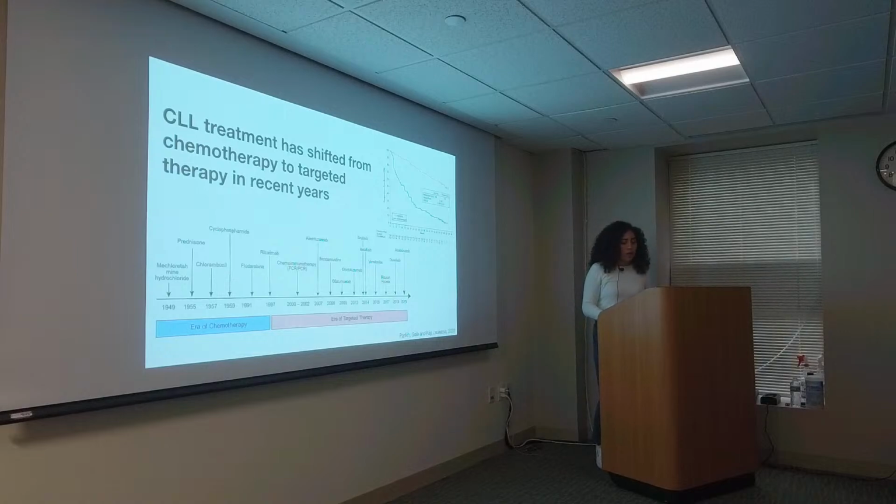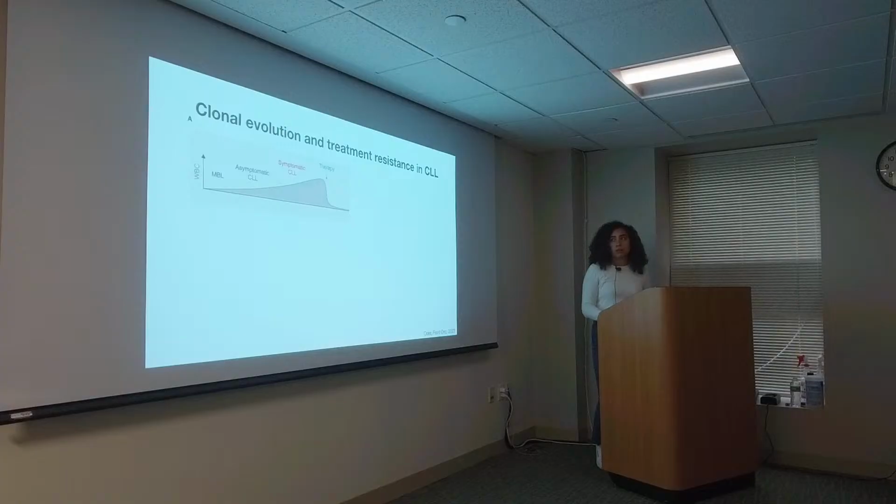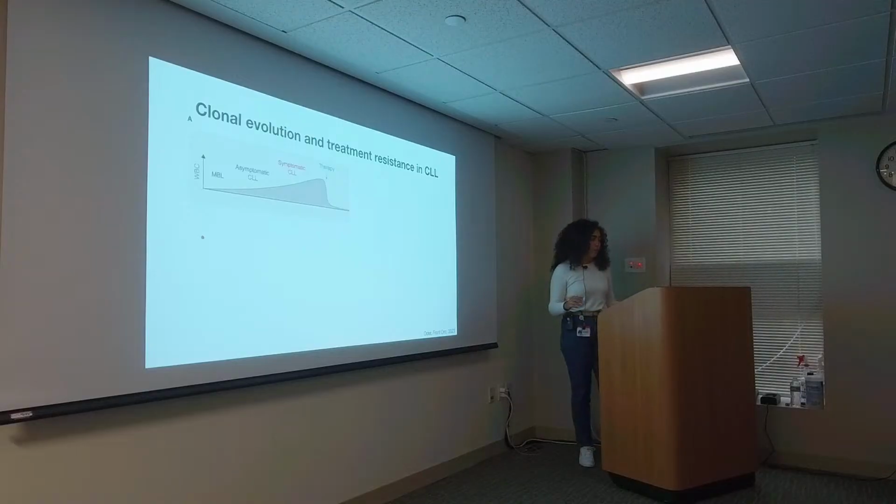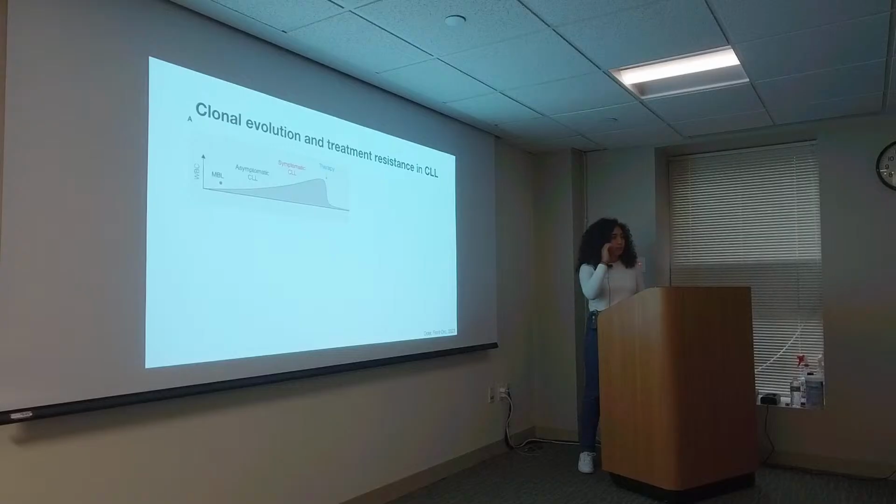Then I want to highlight how this progresses in a patient. So here, as I've mentioned, you have your normal circulating B cells, and they're in charge of your immune response. Some mutations will end up in the patient acquiring monoclonal B cell lymphocytosis, and then it'll progress to CLL. Then the patient might even be asymptomatic. And at this point, treatment is not even necessary.